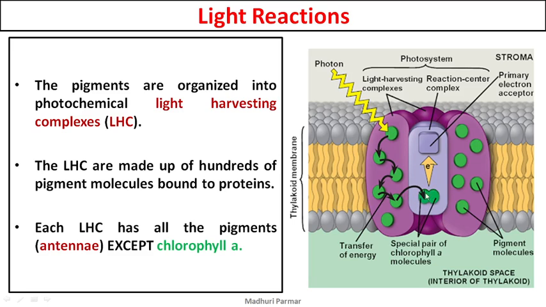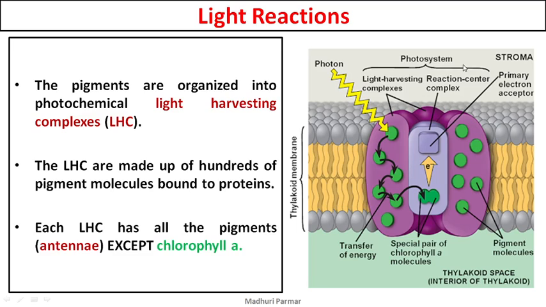So here is a chlorophyll A, and it will transfer its electron to some acceptor. So that primary electron acceptor plus the molecules of chlorophyll form the reaction center complex. Clear? The whole system, the light harvesting complex plus the reaction center, is known as photosystem.